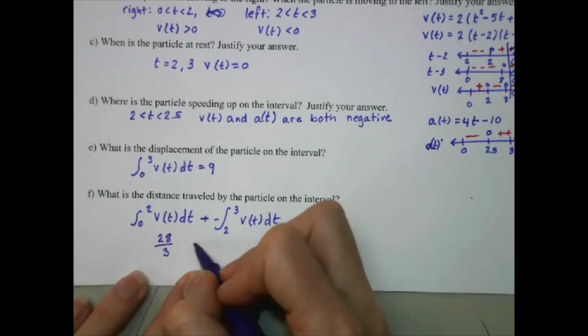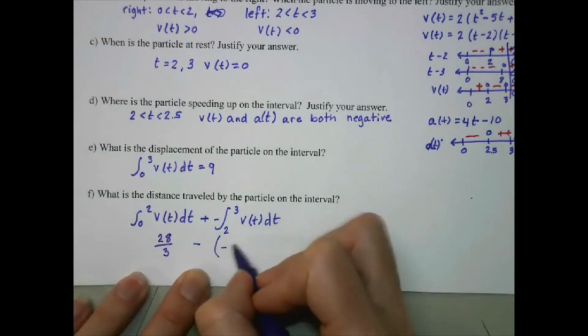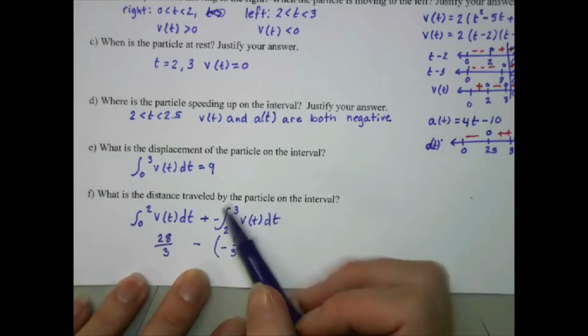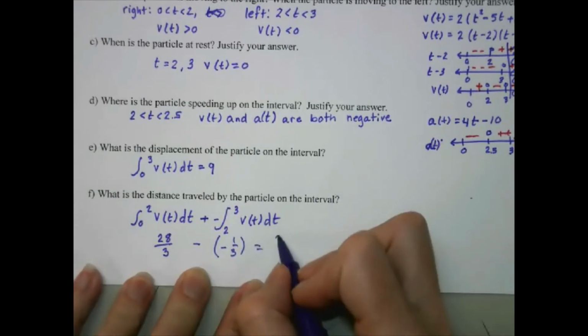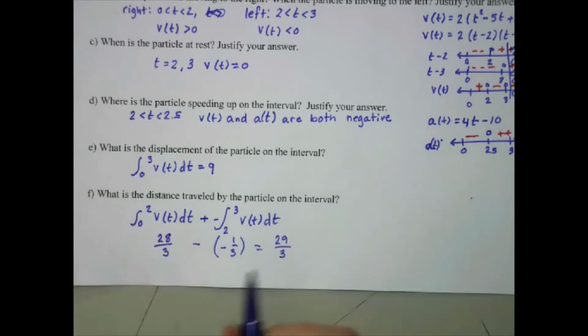This one, you're going to get a negative 1/3. So then the minus makes that a plus. So this ends up being 29/3. So when you're asked for total distance traveled, just take into account any back and forths that happen.